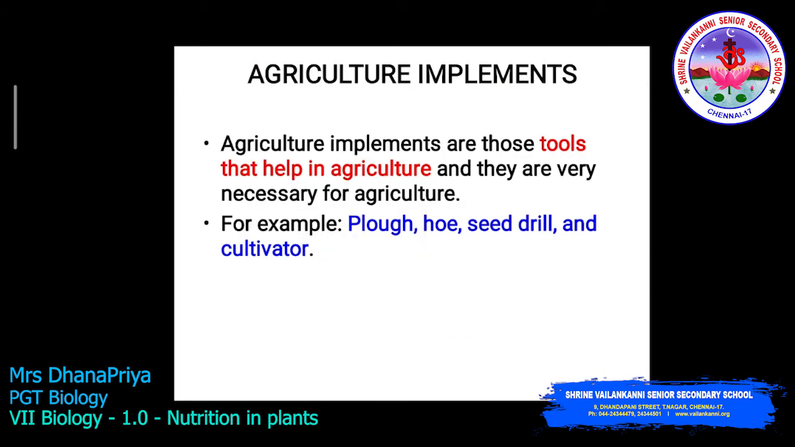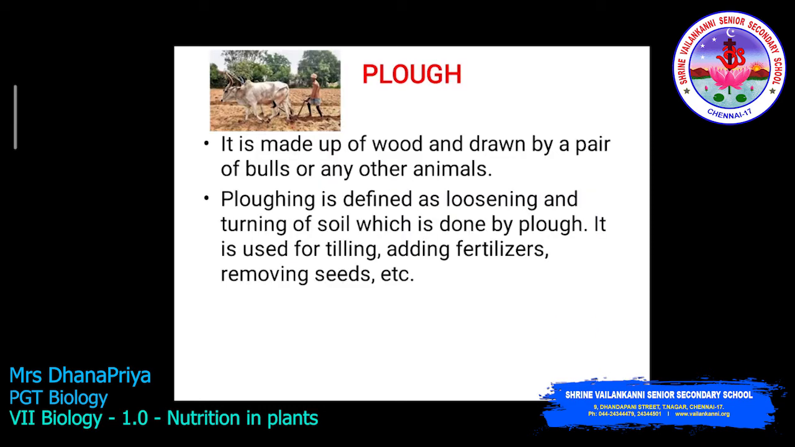Next we study agricultural implements. Agricultural implements are tools that help in agriculture and they are very necessary for agriculture. For example, plough, hoe, seed drill and cultivator are the best examples of agricultural implements. First we study the plough. Here you can see the diagram that represents the plough. It is made of wood and drawn by a pair of bulls or other animals. In the agriculture field we mostly use bulls.